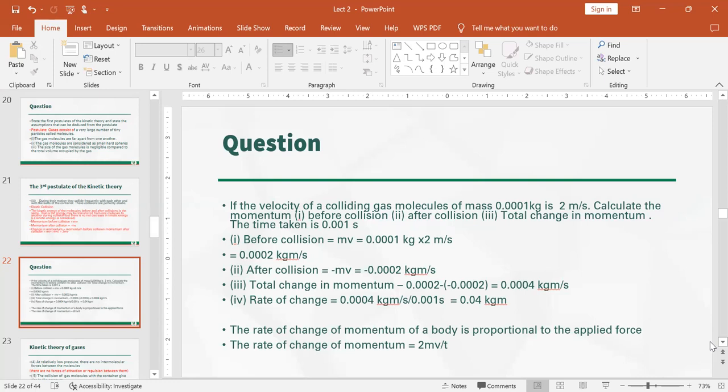So, if the velocity of a colliding gas molecule of mass 0.001 kilogram, calculate the momentum before collision, the momentum after collision, and calculate the total change in momentum. The time taken is 0.01. We look at momentum before collision, mv, which is mass times velocity. We obtain 0.1 per second. So now we have the momentum after collision, 0.002 kilogram meter per second.